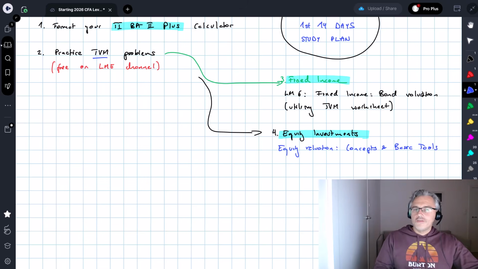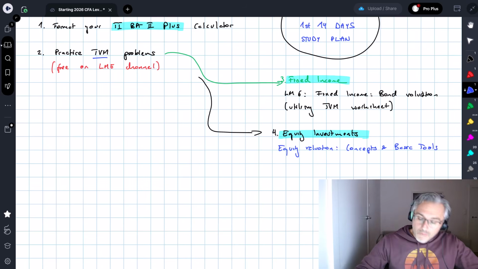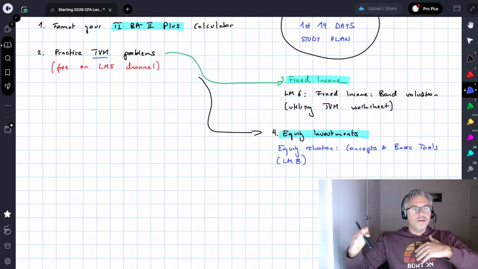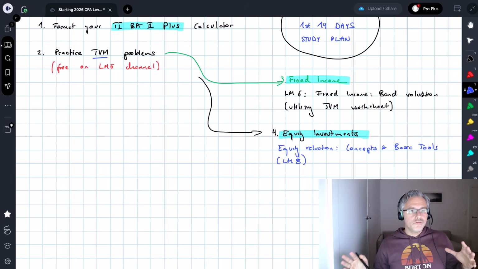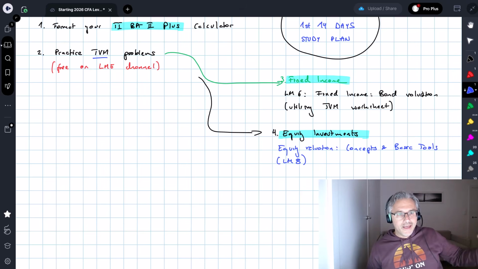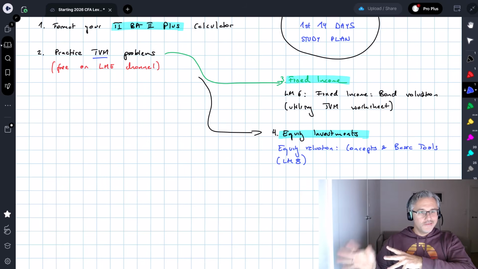And funnily enough, this is I think the most important learning module within equity investments, but it comes at the very end, in the last learning module of the entire equity investments volume. So it's right at the back, whereas I think you should study it first.